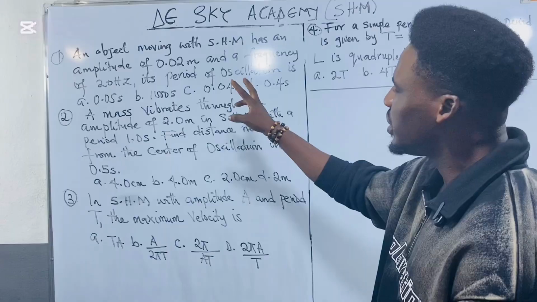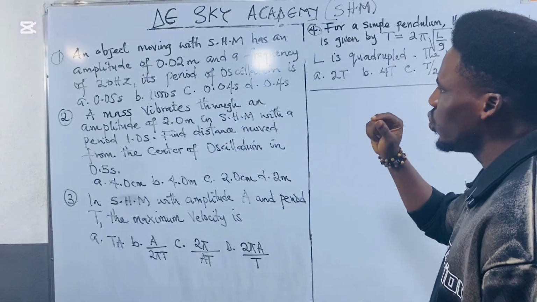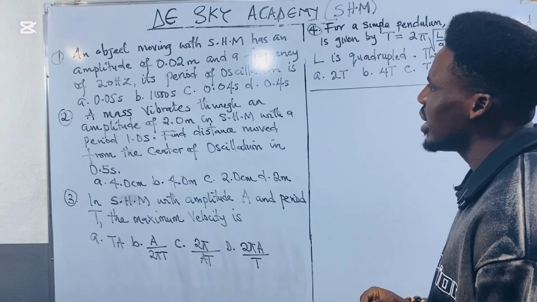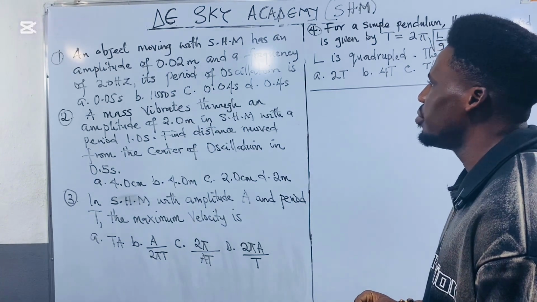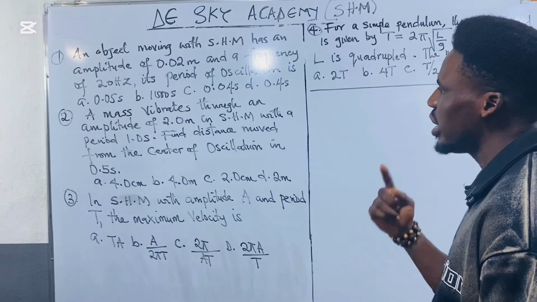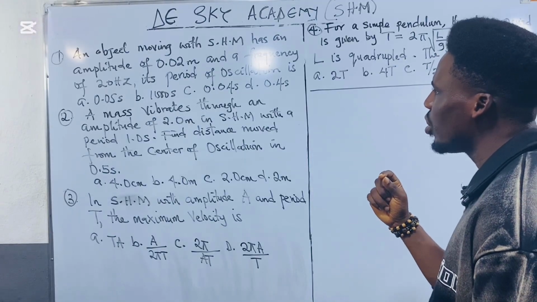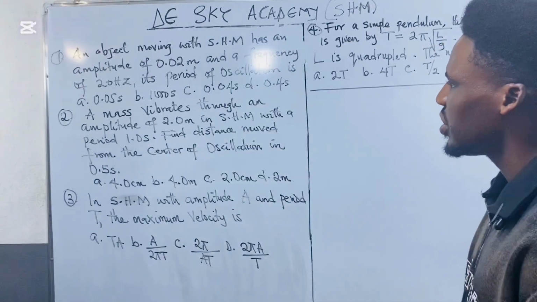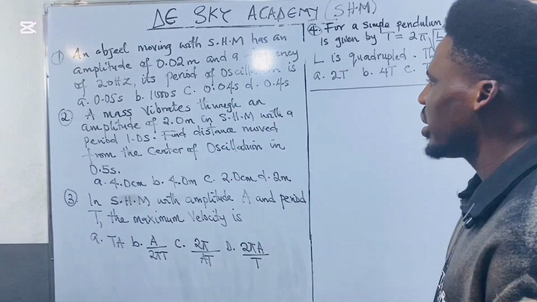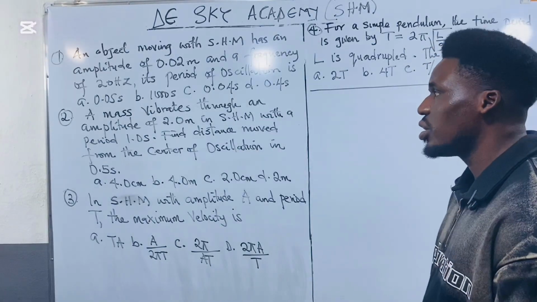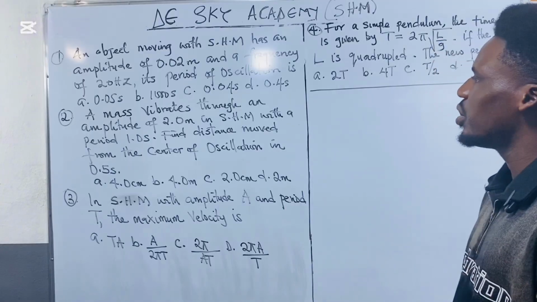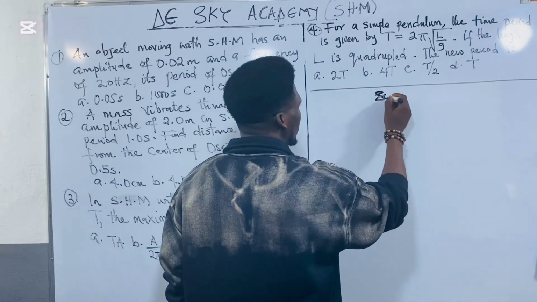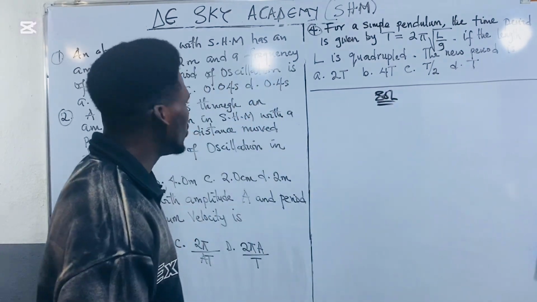Question number one. They said an object moving with simple harmonic motion has an amplitude of 0.02 meter and a frequency of 20 Hz. Its period of oscillation is dash. Option A, 0.05 seconds. Option B, 1000 seconds. Option C, 0.04 seconds. Option D, 0.4 seconds. How do you solve this? Please remember, write solution and sign it to tell them that you know what you're doing.